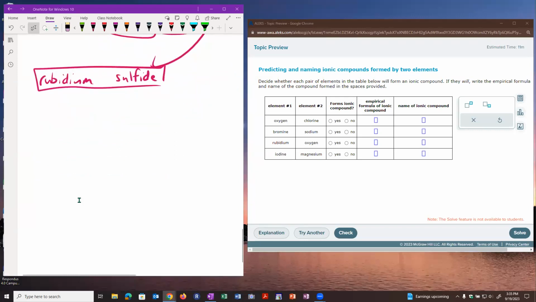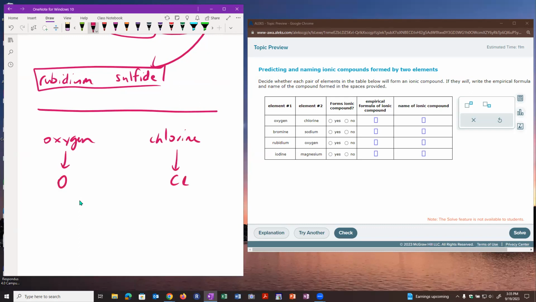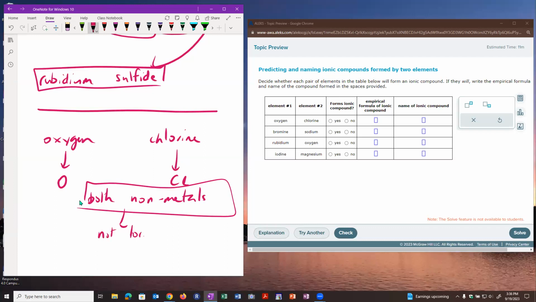So if you're provided with elements that are unable to form an ionic compound, then we need to reflect that in our answer. So for instance, if we look at oxygen and chlorine, okay, we find them on the periodic table where O and Cl are located. These are both actually nonmetals. Okay, and in order to form an ionic compound, you actually need a metal there. So then this will not form an ionic compound. Okay, so we'll select no for that one. And there's nothing else to fill in on the other side.